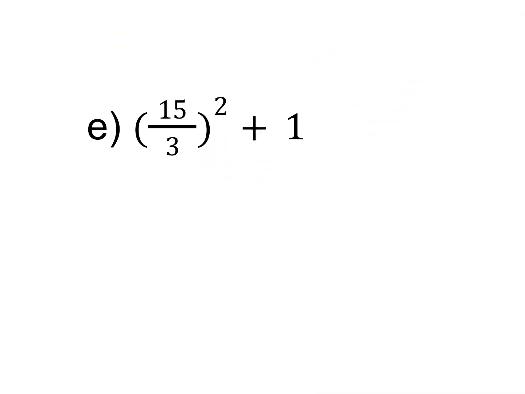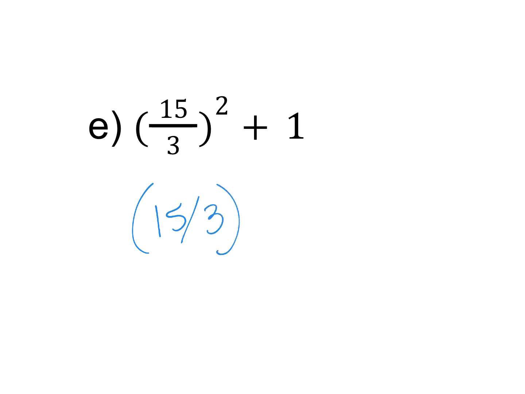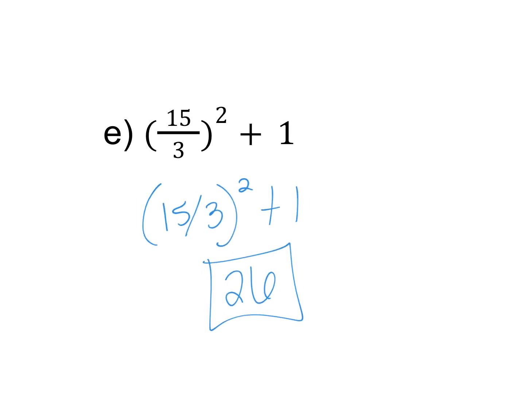All right, next one. This one is actually a little bit easier than the last one. It's parentheses. And remember, when you write it 15/3, that's how you write division. So it'll be 15 divided by 3 in your calculator. Must be in parentheses. Then we'll square that, plus 1. I believe you get 26 as your answer.